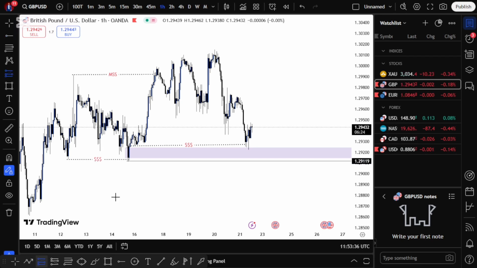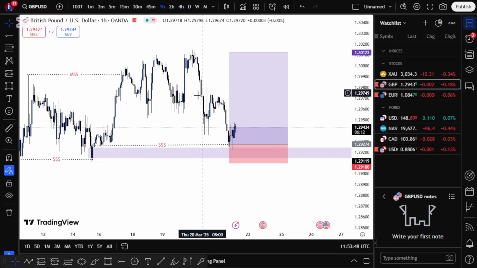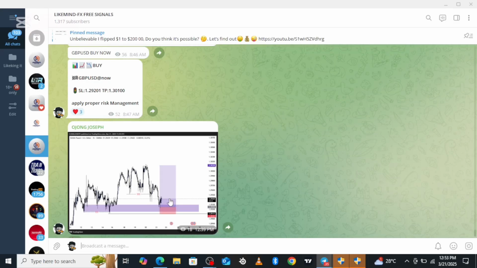Right here you can see we have our entries. Stop loss just a few pips under. We are going for that high right there. We can take partial somewhere around here. So let's look at the group. This is the GU. We are on it already, so let's see what happens.